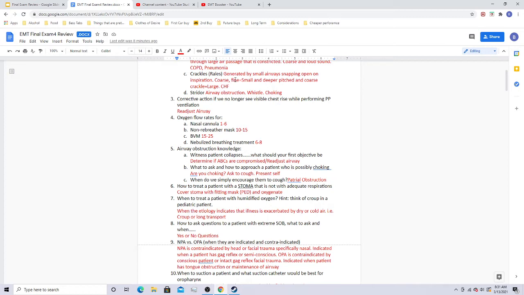When do you simply encourage a patient to cough? That's a partial obstruction, so if they're still able to breathe or talk, you'll generally hear stridor in these circumstances, and that will be when you encourage your patient to cough.